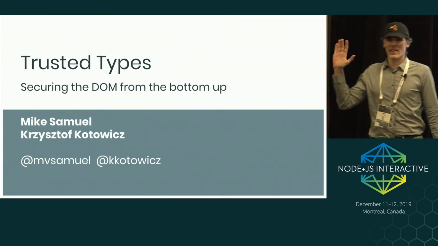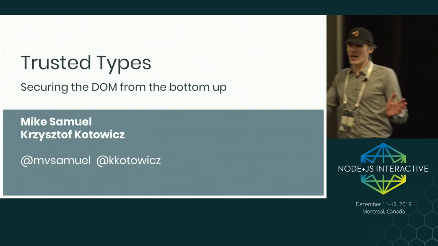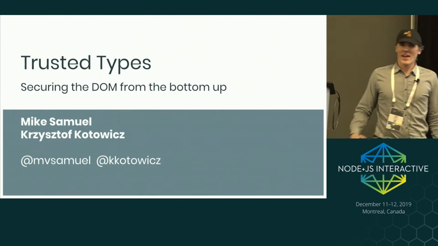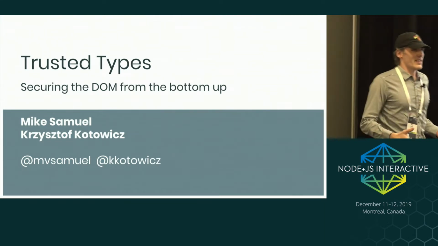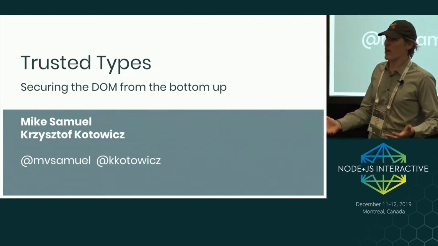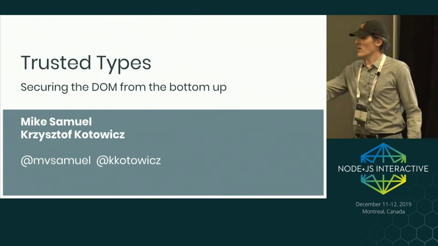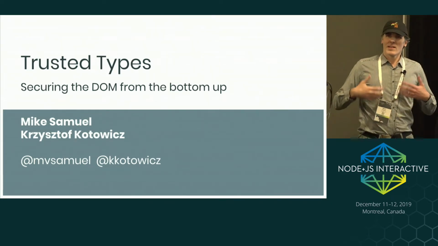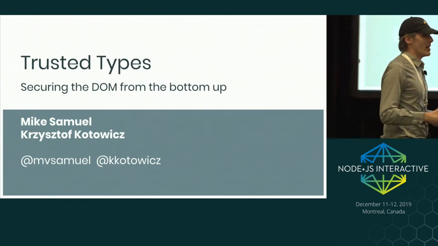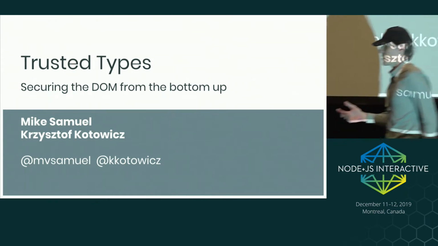So my name is Mike. This is Krzysztof. We both work, or I used to work, in Google's Security Engineering group. Krzysztof still does. In security engineering, it's our job to provide the tools for developers to allow them to produce secure and robust software. So a lot of what we're talking about today is how you can use some of the new tools that we're producing in your day-to-day work to make it easier to produce secure and robust software.